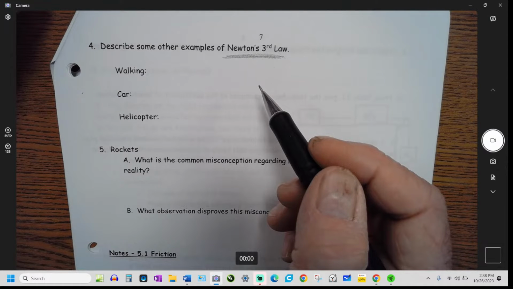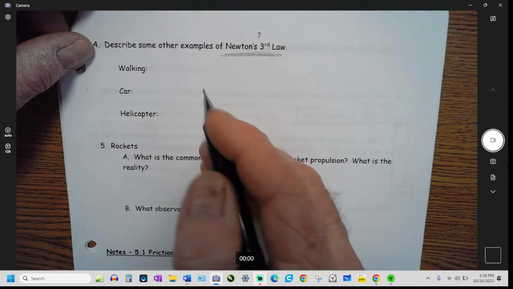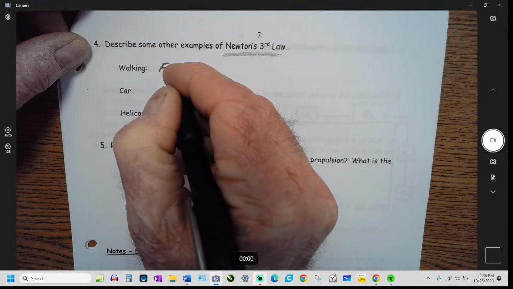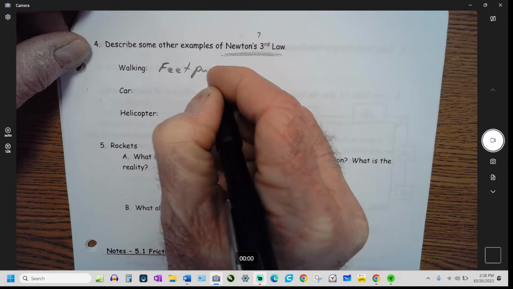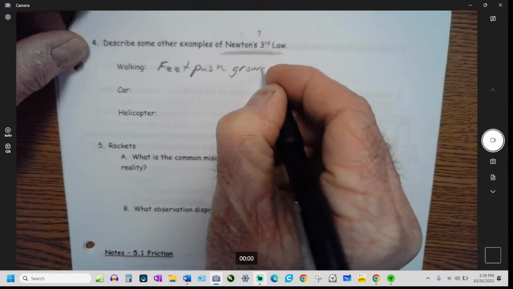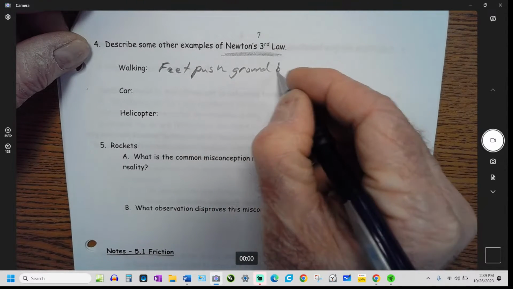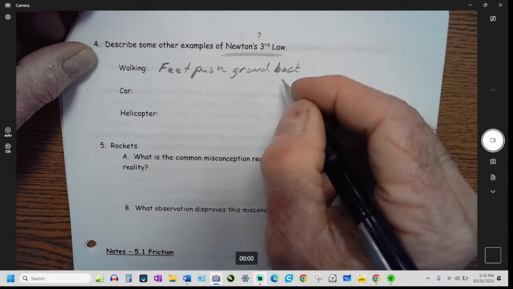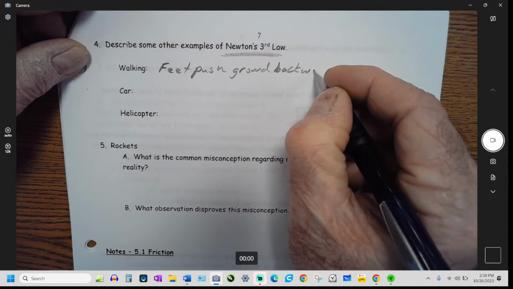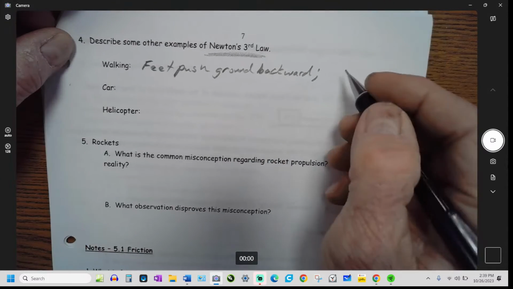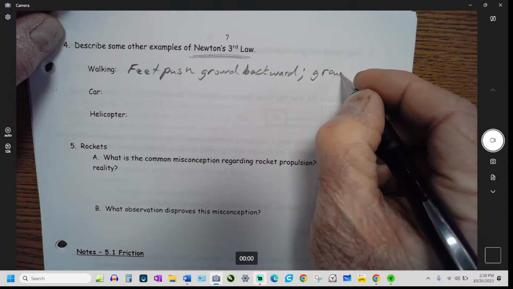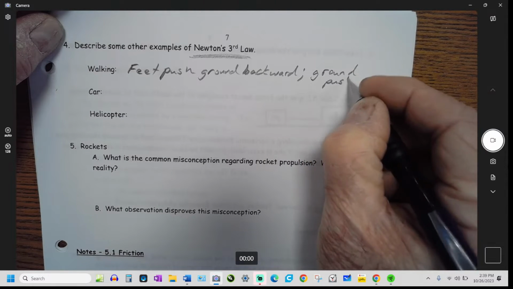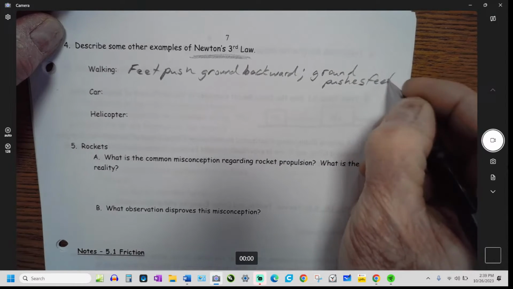I push the floor. Which way do I push the floor to walk to the left? Behind you. To the right. So the feet push the ground. Which way? I'll say backward. So not downward, because if you push them downward, then you jump. That's how you jump, not how you walk. So you push the ground backward, and then the ground pushes the feet forward.